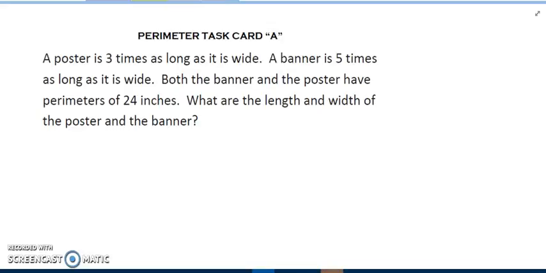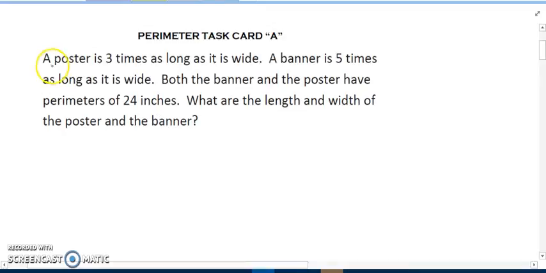Okay, we're moving kind of fast on these, so just pause when you need to catch up. Perimeter test card. So we're going to try to read the story, underline important information, draw pictures to help us model this problem, and then label all the parts that we know.